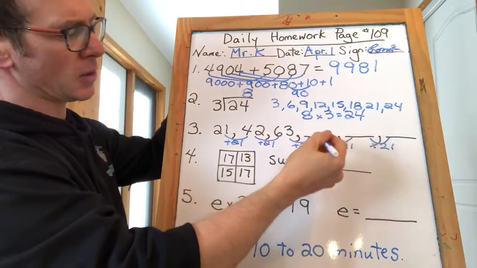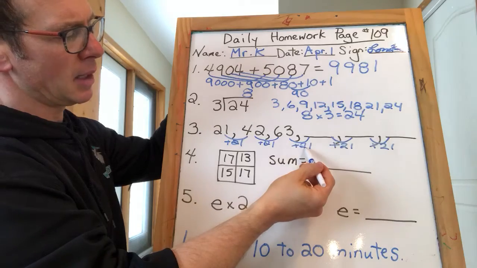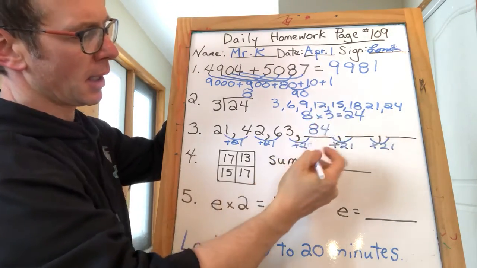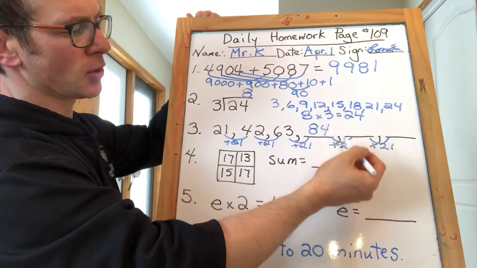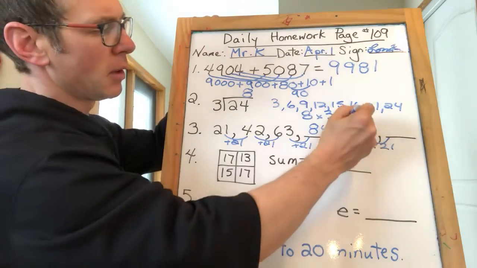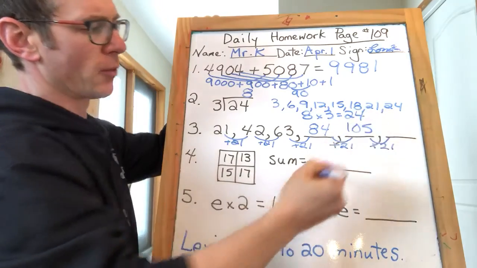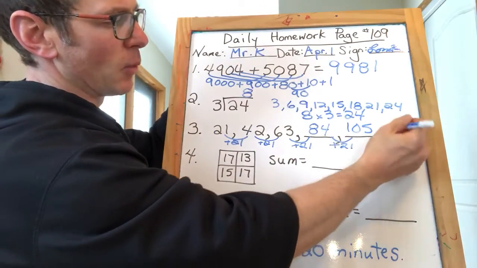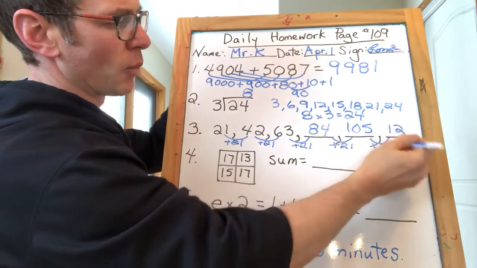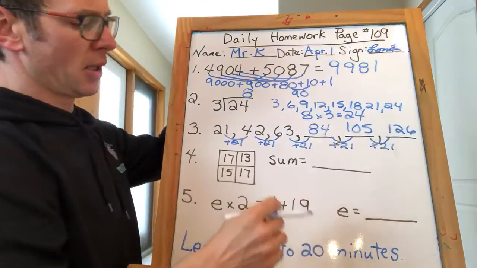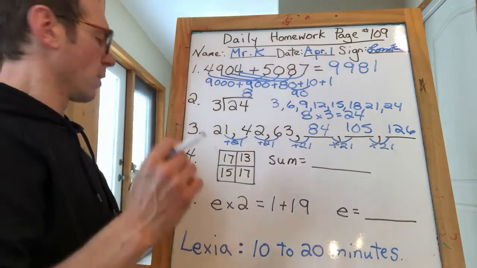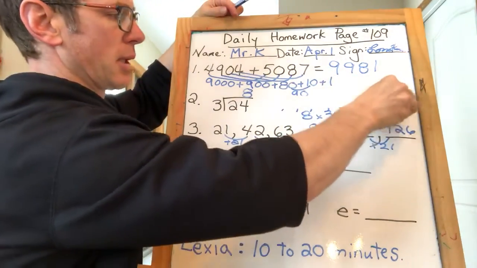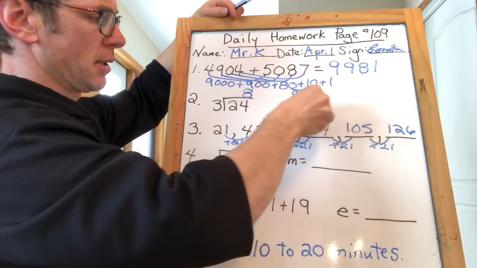Okay, so 63 plus 21. Well, 63 plus 20 would be 83, and one more would be 84. 84 plus 21, 84 plus 20 would be 104. So 21, put one more on there, 105. 105 plus 21, well, 105 plus 20 would be 125. And then one more would get us to 126. So our missing numbers are 84, 105, and 126. I'm just going to take away some of this extra work here just so it's a little easier to see the answers.